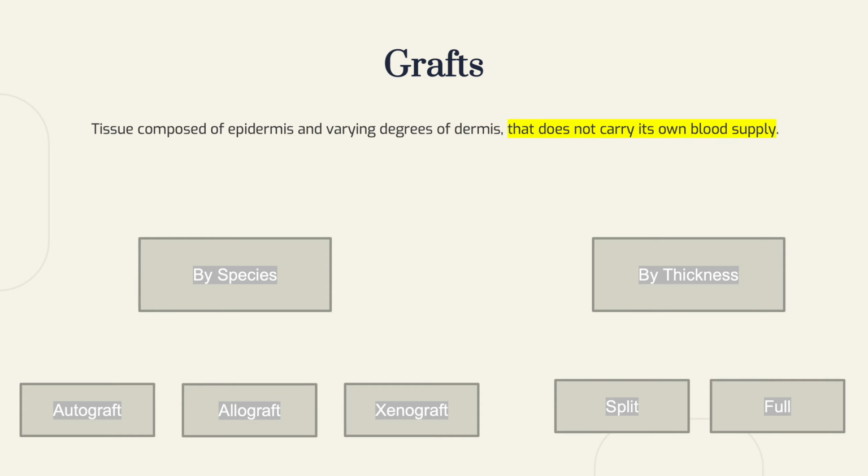So we have two main classifications of grafts. We have them by species or by thickness. By species, we have the autograft, which is from the same individual, or allograft, which is also known as homograft, which is from the same species, so from human to human, and then xenograft, which is also known as heterograft, which is from different species, such as animals to humans. By thickness, and this is very important, we have a split thickness and a full thickness graft.